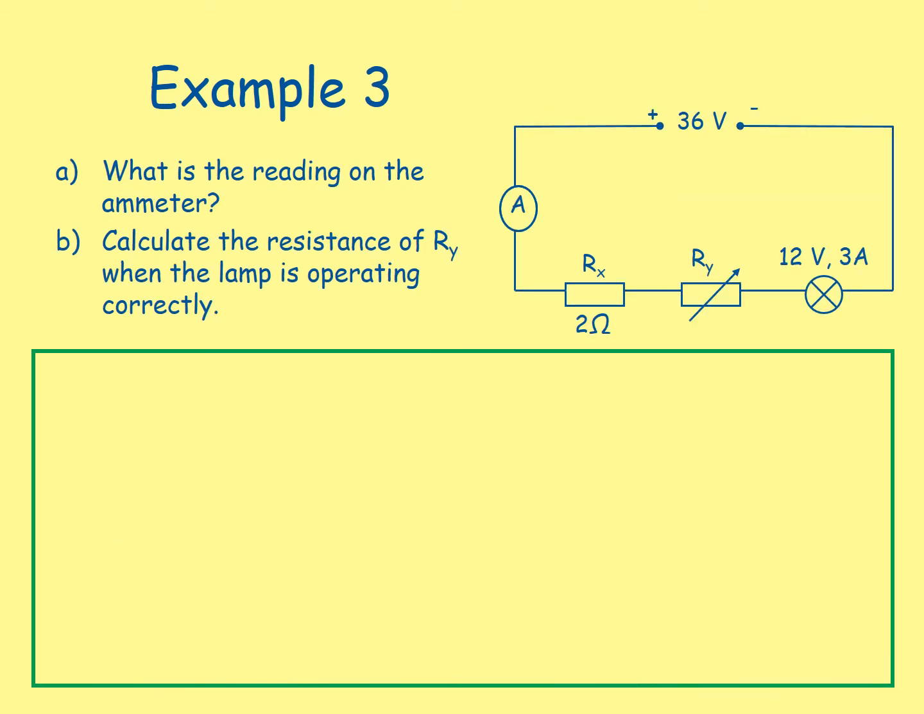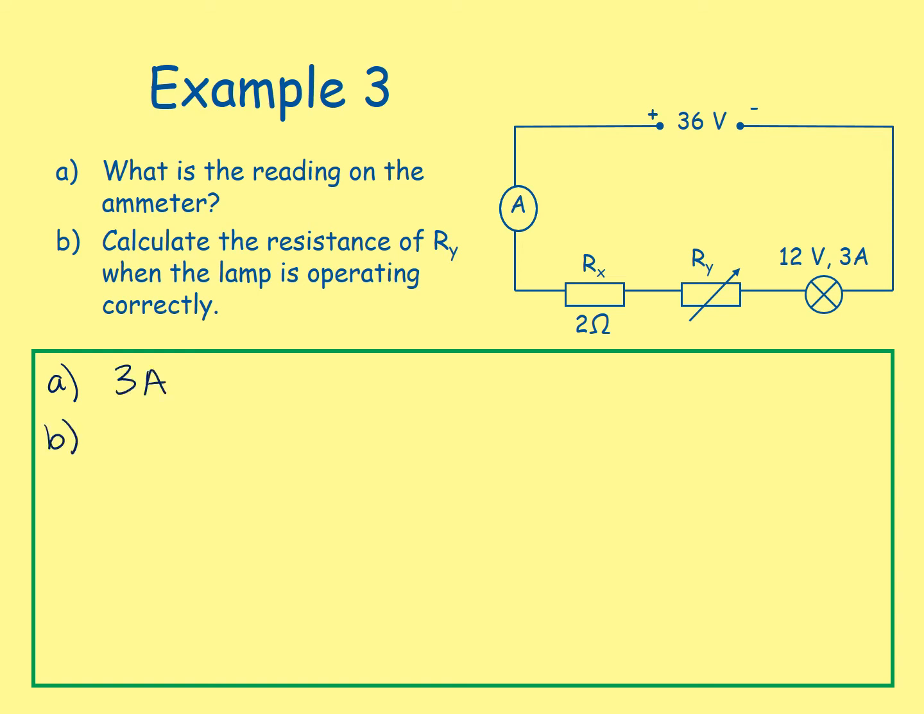Example 3. A. What is the reading on the ammeter? We can see this is a series circuit, and so we know that the current is the same at all points. And on our lamp, we can see it's given the value of 3 amps, so we know the reading on the ammeter is also 3 amperes.